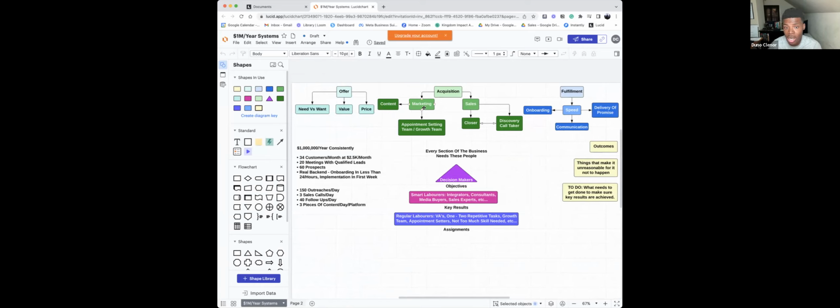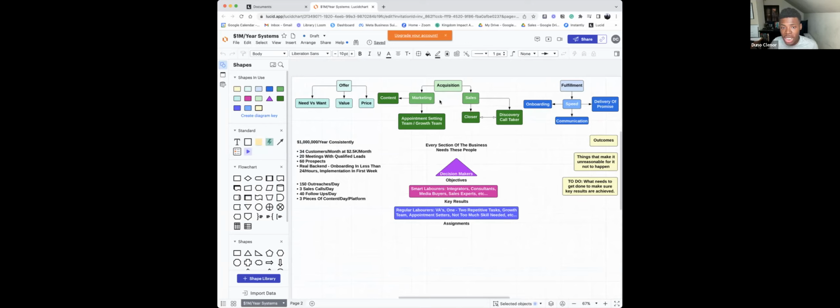Acquisition, right? This is where marketing and sales come into play. If you're going down the route of agency, or having your own offer, your own business, your own agency, on your acquisition side, you need good marketing and good sales. So what would you need for sales? A closer, a discovery call taker. These are likely the people that would need to be hired.